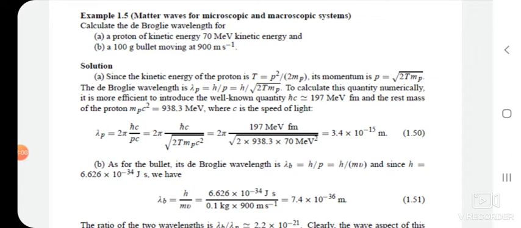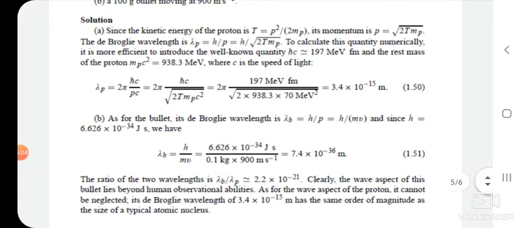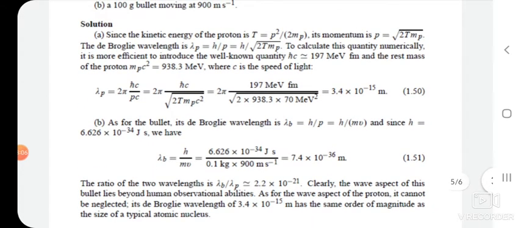Similarly, we have to find the de Broglie wavelength associated with the macroscopic system. In that case, for a macroscopic object or bullet, lambda_b is equal to h by p, or h by mv. We know the mass of the bullet and its velocity, and it gives 7.4 into 10 to the power of minus 36 meter.